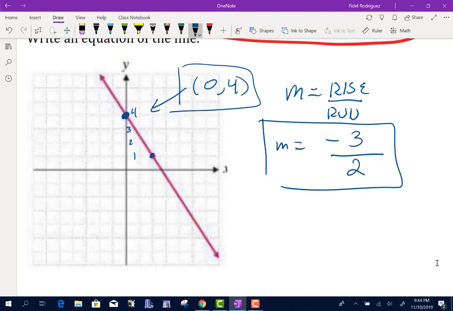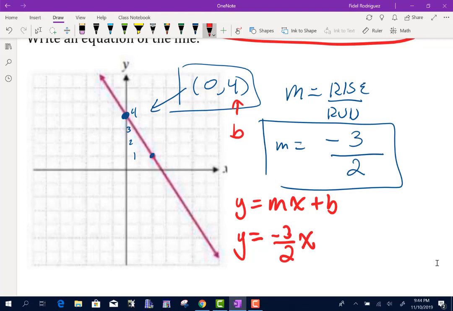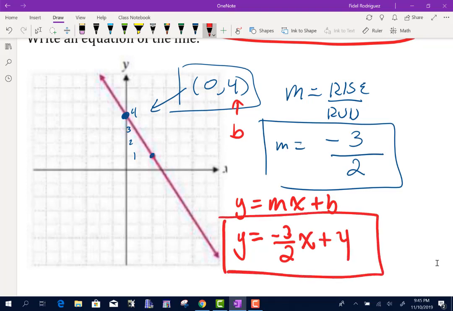So guys, think about it this way. Now that we found those points, remember, this number right here, that's my b, okay? So if I were to think about the equation, y equals mx plus b, I would write out y equals negative 3 over 2 with an x plus 4. Boom. And we got it, okay?